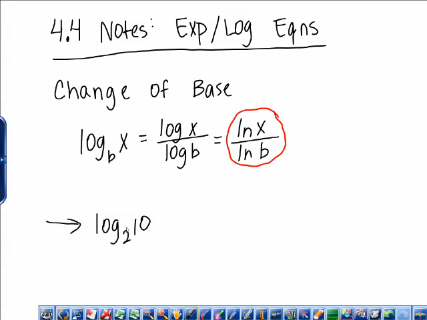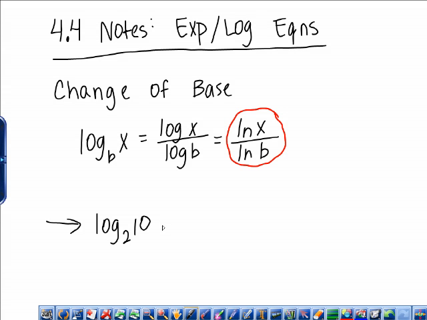Okay, so now let's think about what log base 2 of 10 is. Now, you don't have a log base 2 in your calculator, so we're going to have to use change of base. There is a program in your calculator. We're not going to use that. It's much easier just to use the change of base formula, and it's a good practice anyway.